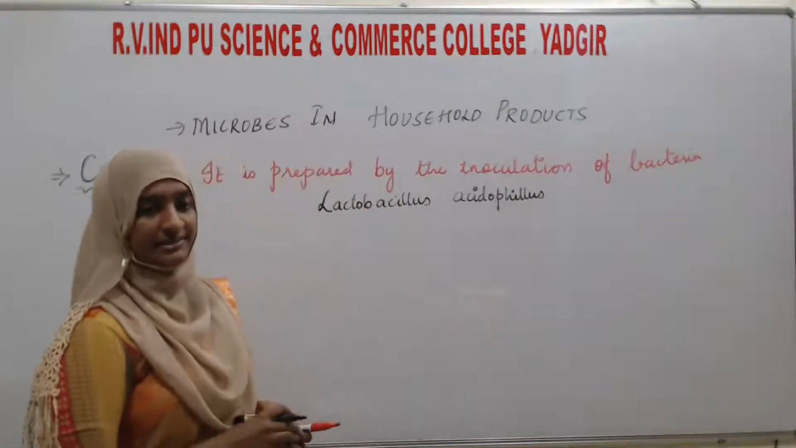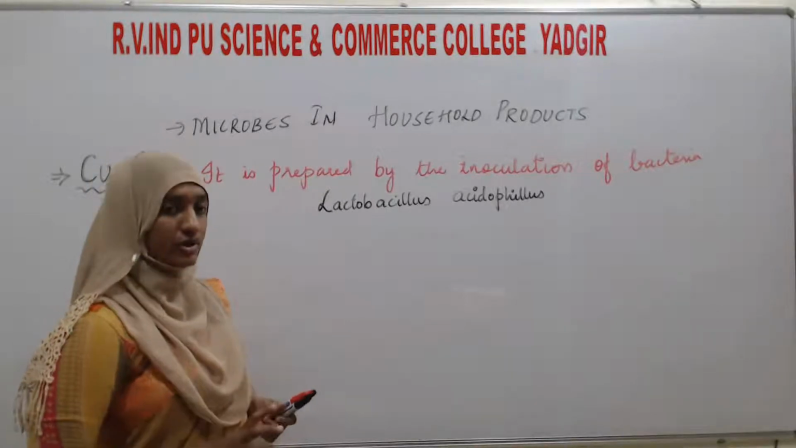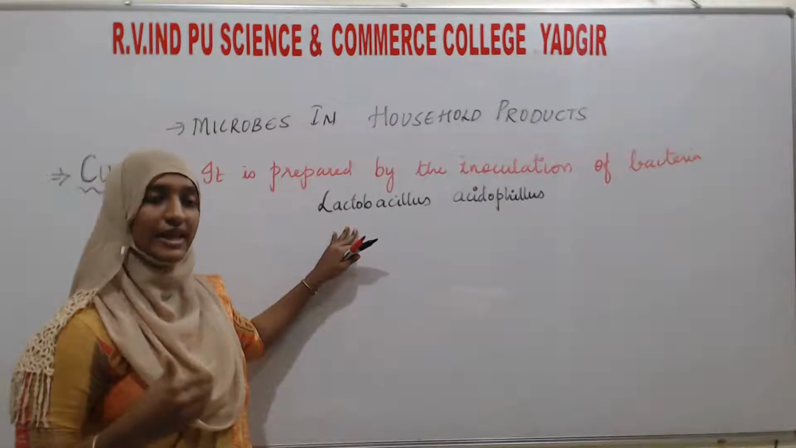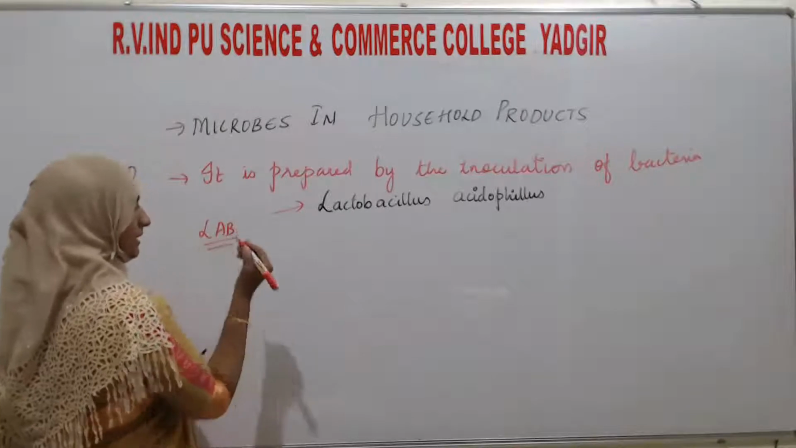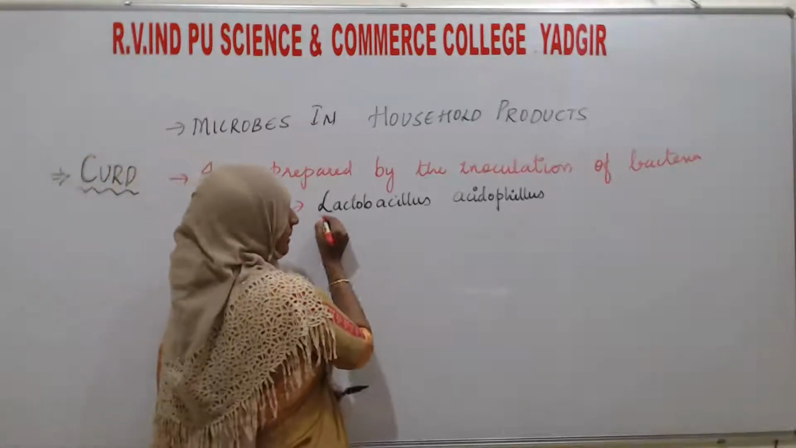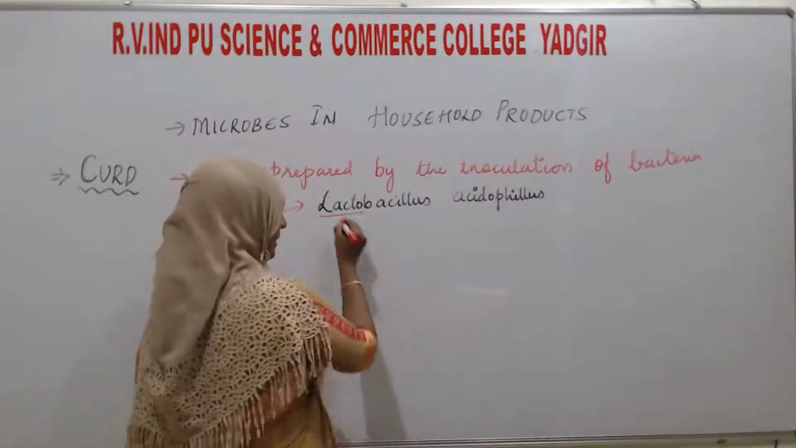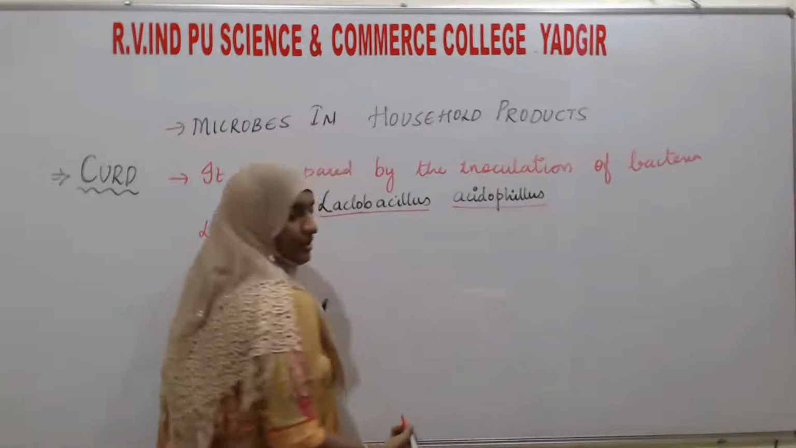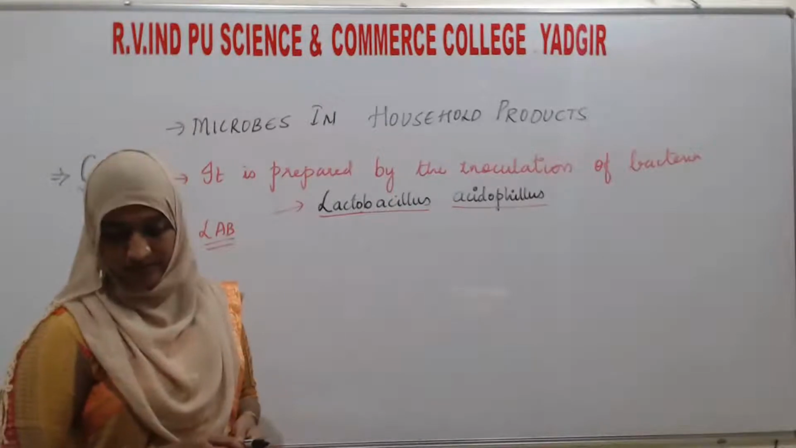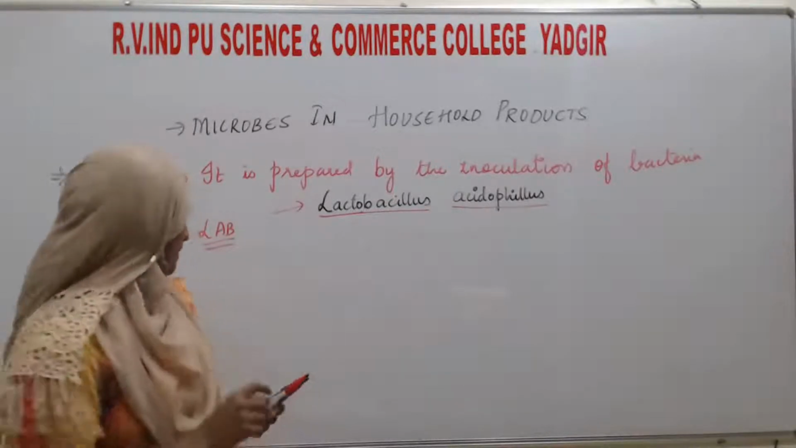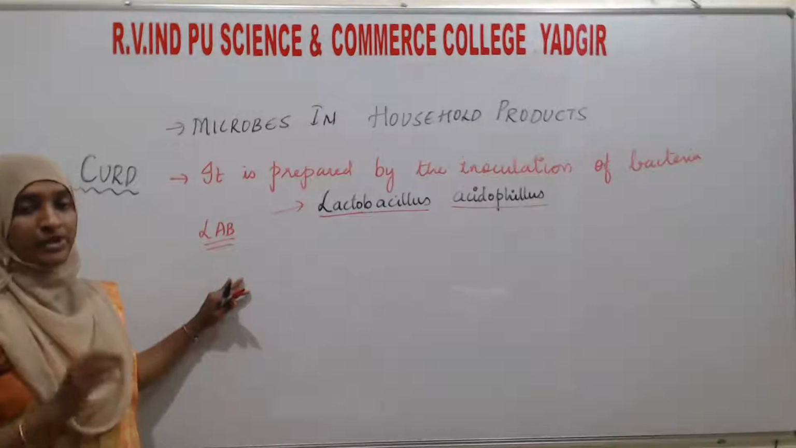Lactobacillus acidophilus is the bacteria used in the preparation of curd. It is a strain of lactic acid bacteria, because here it is Lacto, and Lacto belongs to the lactic acid bacteria category. This is the scientific name of the bacteria used in the preparation of curd.